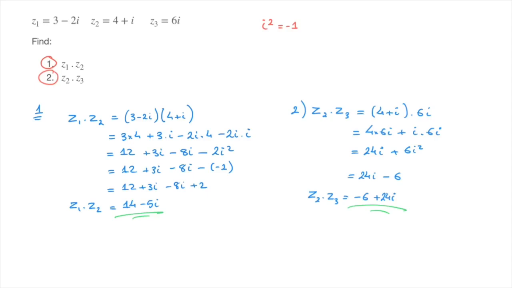And so that's how we can multiply two complex numbers. And that's it for this tutorial.